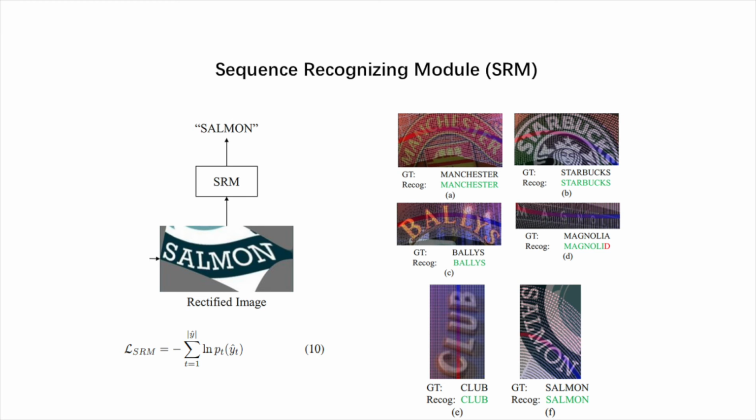Following Aster, we exploit a CNN-LSTM-attention-based sequence encoder-decoder to generate character predictions. It consists of a CNN backbone, a bidirectional LSTM with 256 hidden channels, and LSTM-based attention with 512 hidden channels.